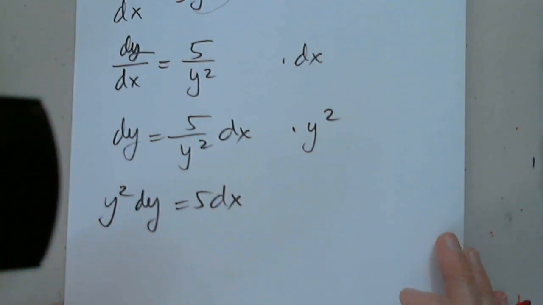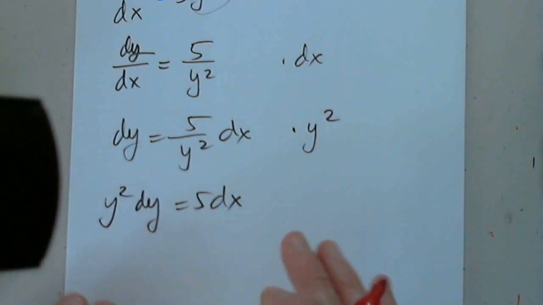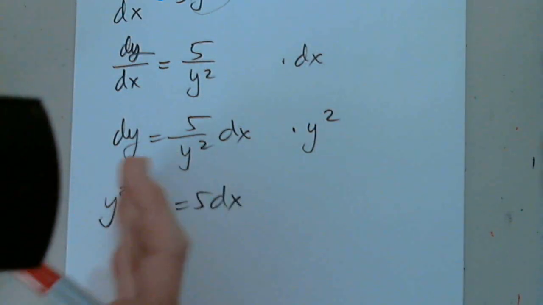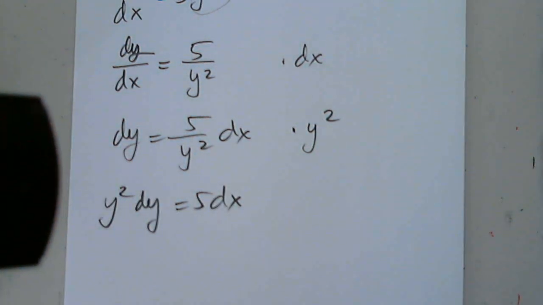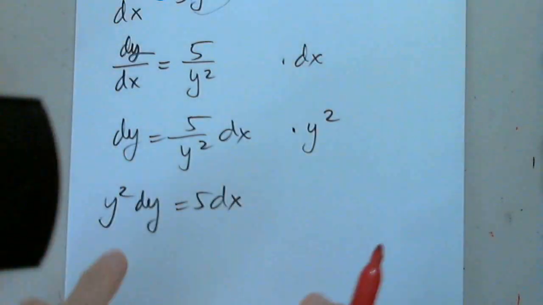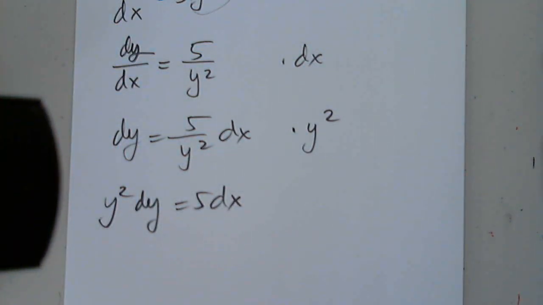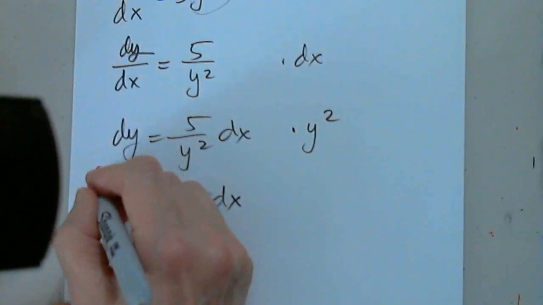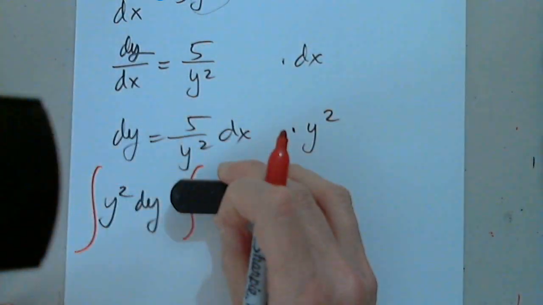Yes? Yes. I don't see any combination. Y is alone on one side. So what will be the next step? After I cleaned it up and it's separated, the variables are separated. Integrate. Very good. Don't look at this one.